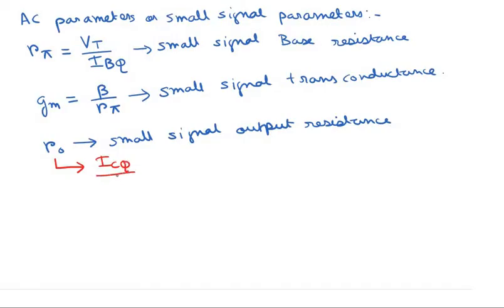ICQ divided by, this is VA divided by ICQ, and this is known as the small signal output resistance.